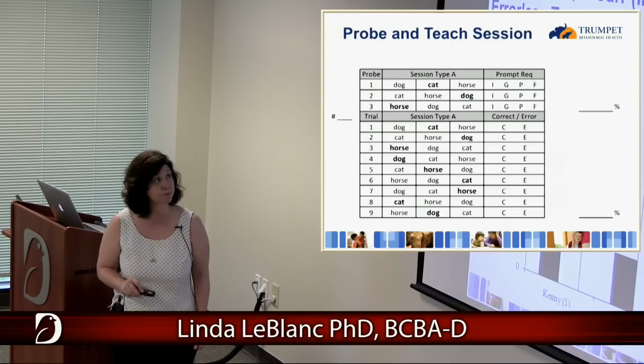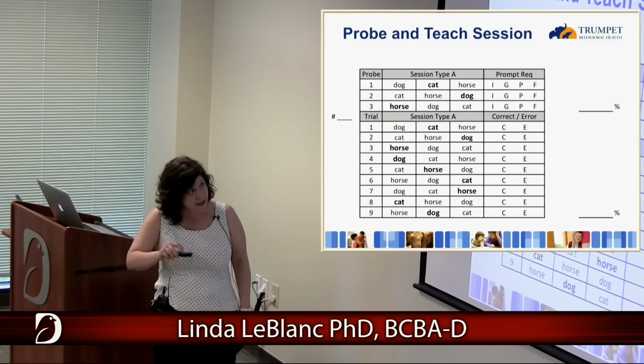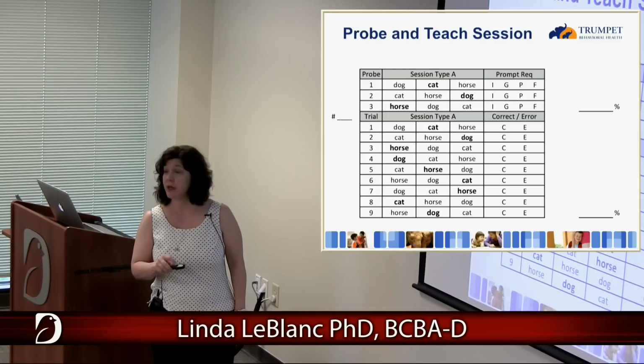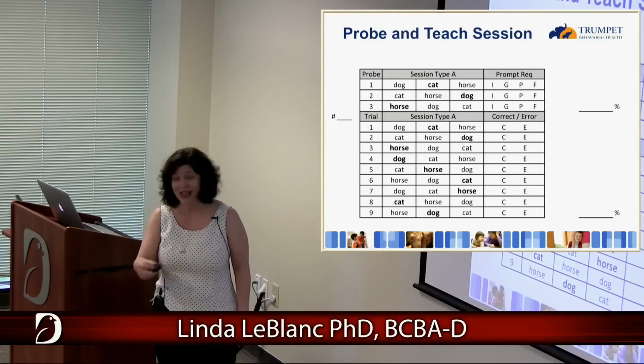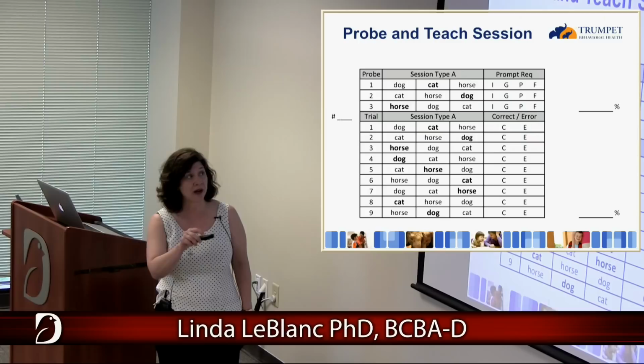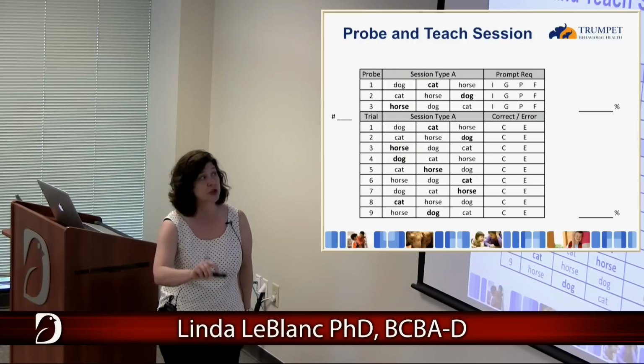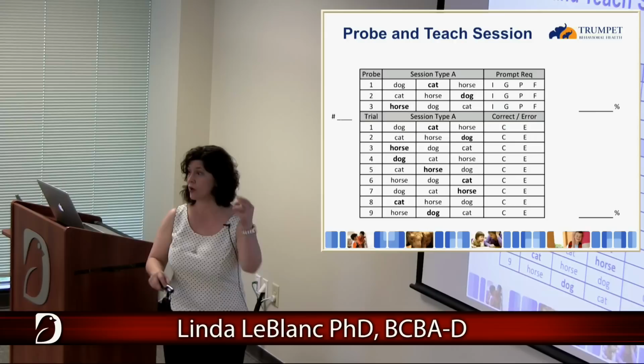So with a probe and teach session, I mentioned probe, then teach. So with the probe, I say cat. Then I do cat and a gestural, cat and a partial physical, cat and a full physical. And I'm going to circle the prompt level that was required. Now I'm going to use that to teach errorlessly. So if I circled full physical, every one of these trials will be full physical. If I circled gestural, every one of these trials will be gestural. So I will not have an opportunity to get independent responding until I get a probe that's independent. But I am going to have 100% of responses that are correct and prompted.